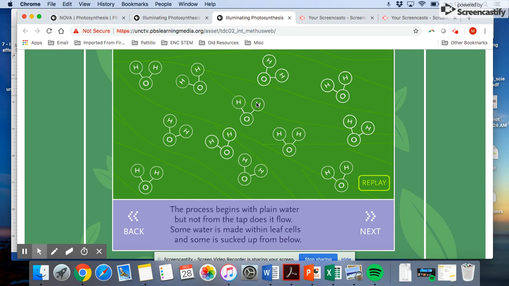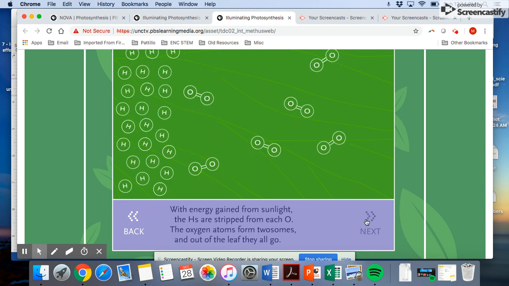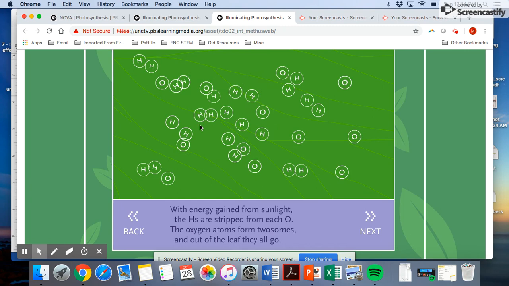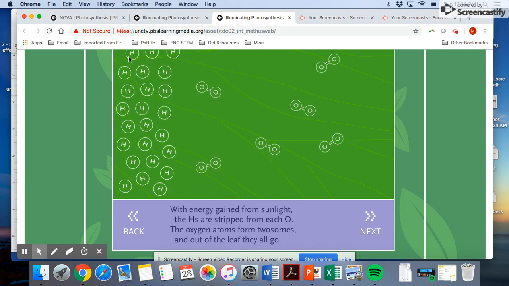Some water is made within the leaf cells and some is sucked up from below, meaning when it rains, the soil sucks it up. You don't have to write anything in the first box. So the second box we see here, and I'm going to replay that. If you notice, you have all the water molecules and then it separates out. The hydrogen separate out to one side and then the oxygen separate out and they actually disappear.